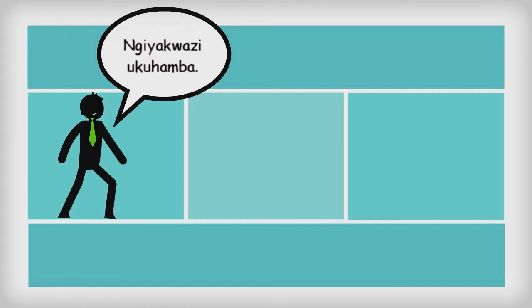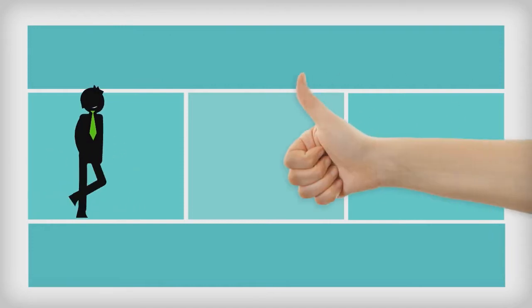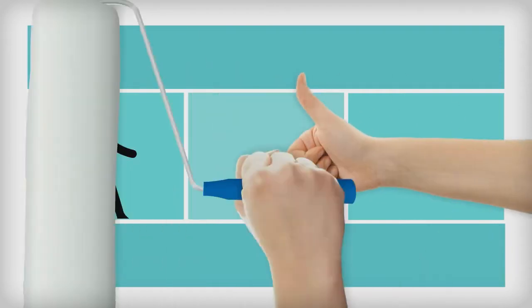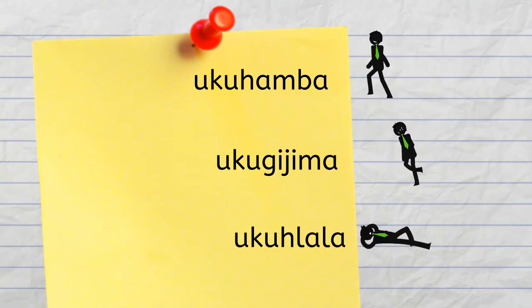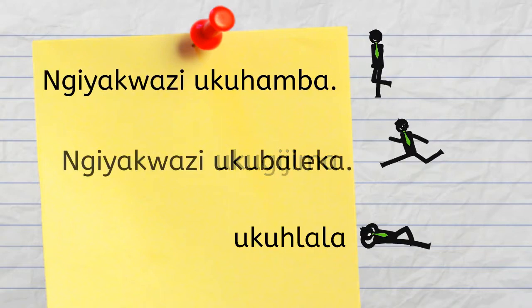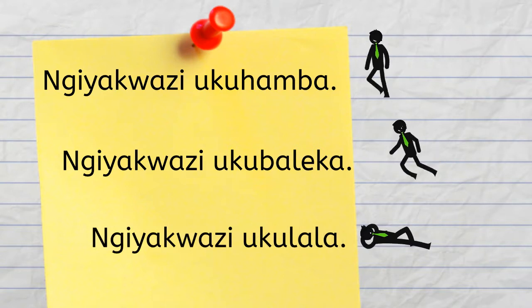Sanibona bantwana. What are we learning today? Ngiyakwazi ukuhamba. Oh, we're going to learn how to say I can do something in isiZulu. Are you ready, kids? Yeah! It's very easy. You just take the verbs like ukuhamba, ukugijima, and ukuhlala and add ngiyakwazi in front of them.